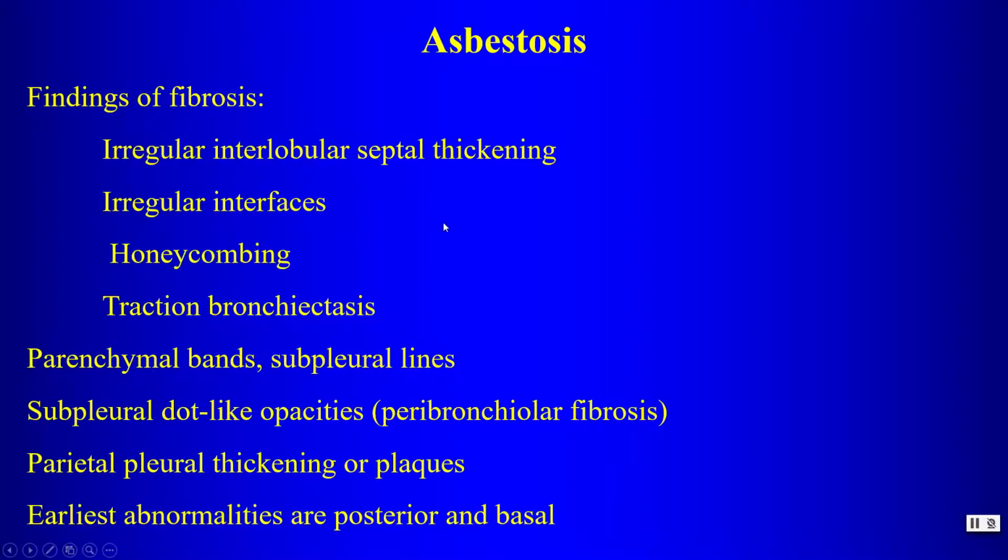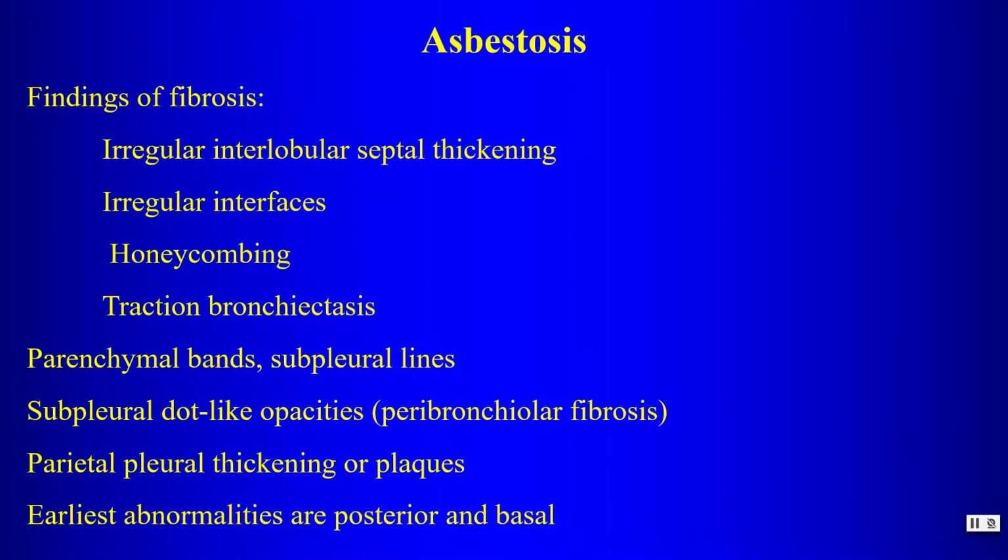We've talked about parenchymal bands, subpleural lines, these subpleural dot-like opacities. This peribronchovascular fibrosis at the lung bases can be the earliest finding of asbestosis. And of course, if we see parietal pleural thickening or pleural plaques, that tells us that the patient has had asbestos exposure. So if we see parenchymal abnormalities associated with that, then we want to think about asbestosis.